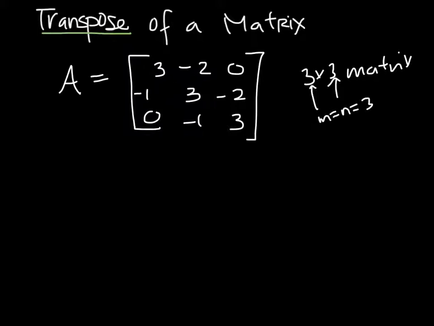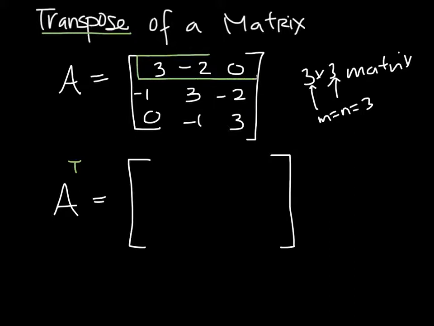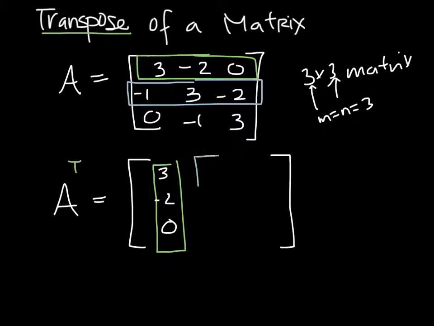So what's A transpose? Well, A transpose is simply, I still have a 3 by 3 matrix, but all I'm doing is swapping my rows to columns. This is my first row, so that first row is going to go here. That's going to be 3, -2, 0. And then I swap this row, and it becomes this column: -1, 3, -2.